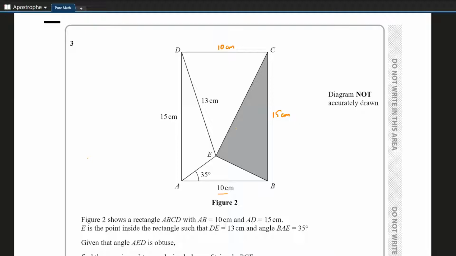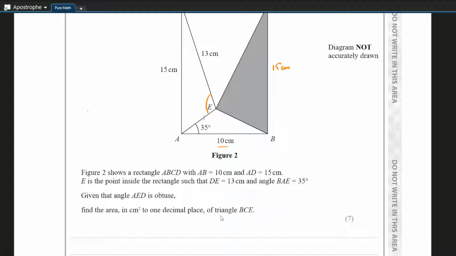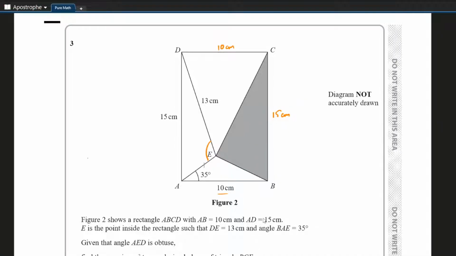Inside we have 4 small triangles, I think, and this angle is 35 degrees, and this angle is an obtuse angle. That means it's greater than 90 but less than 180. Find the area of the triangle BCE.